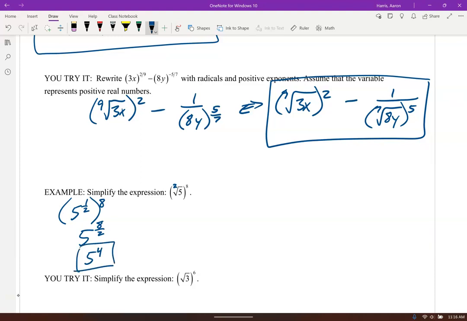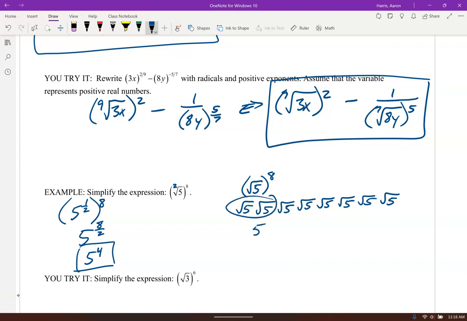Right? Let's think about that again. Square root of 5 to the 8th. That means there's 8 square root of 5s. Well, square root of 5 times square root of 5 is 5. Square root of 5 times square root of 5 is another 5. Right, square root of 25. There's another square root of 25. There's another square root of 25. See how it's 5 to the 4th? Or, I'm not even sure, what is 5 to the 4th? 625, right? Yeah.